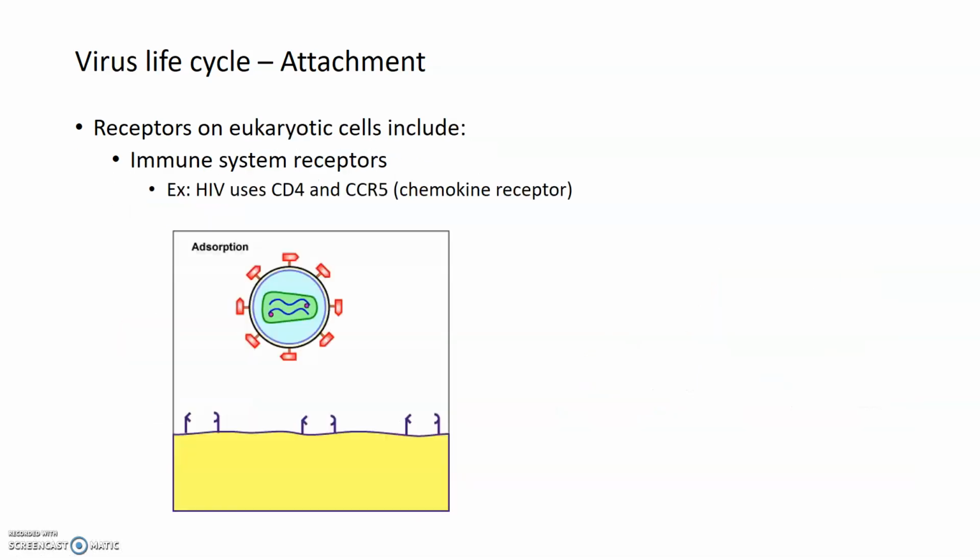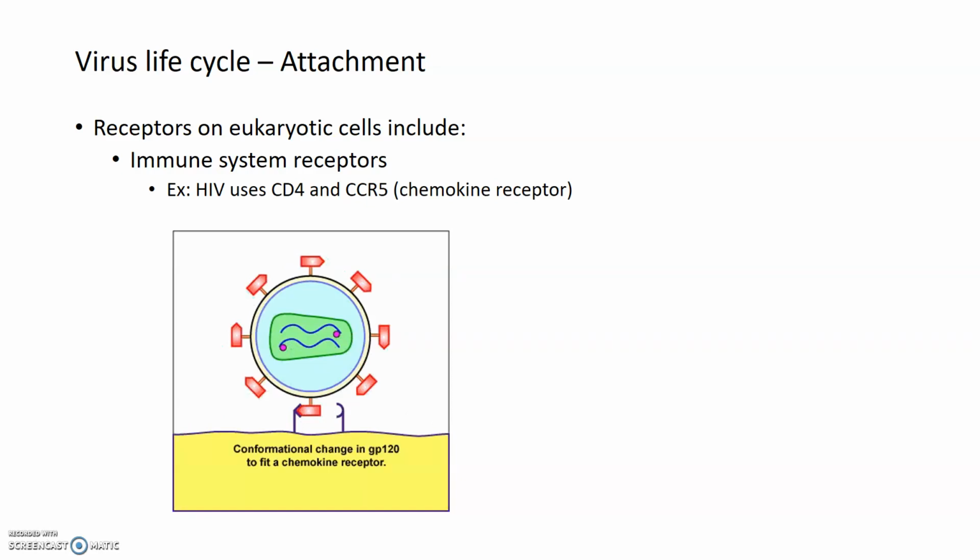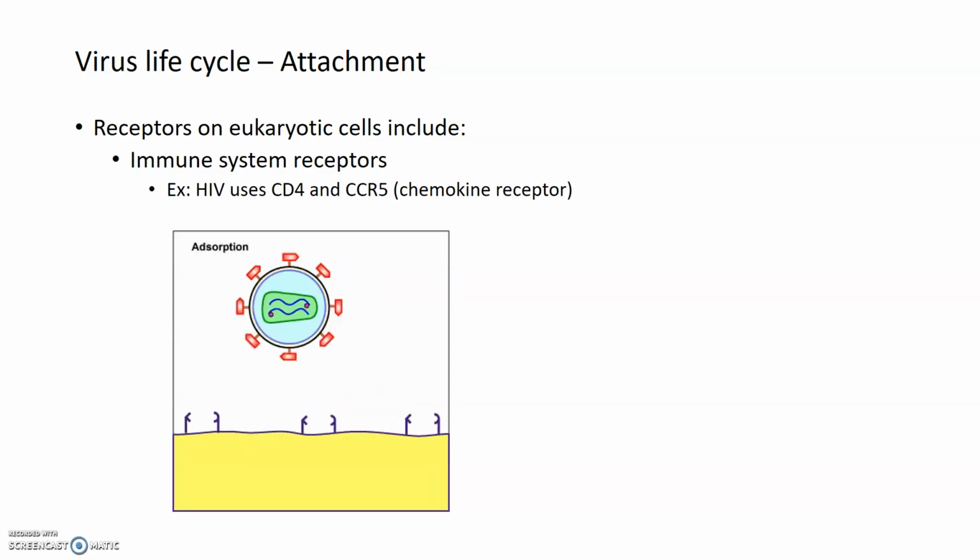And in terms of eukaryotic cells, it would be difficult for me to give many examples because each virus uses a different receptor in order to bind to a different type of eukaryotic cell. But one well-known example of a receptor on eukaryotic cells is immune system receptors, CD4 and CCR5, and they are receptors for the human immunodeficiency virus, or HIV.